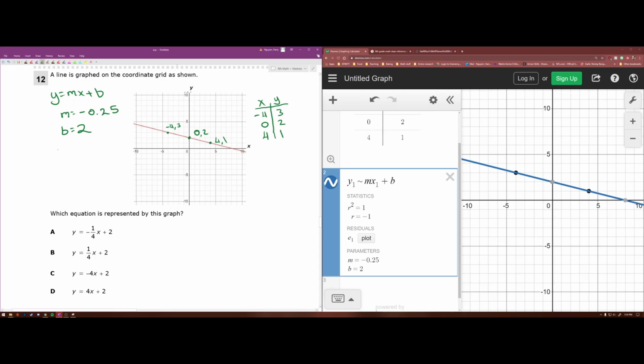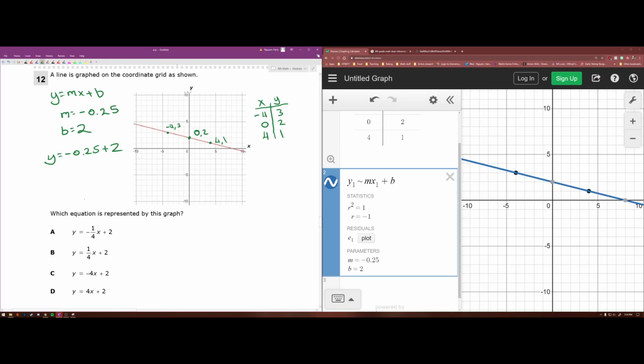I'm going to rewrite my equation now. So it's going to be y equals negative 0.25x plus 2. Well, now let's look at our answer choices. Y equals negative 1/4 x plus 2. No. Y equals 1/4 x plus 2. No. Negative 4x plus 2. 4x plus... All of ours don't make sense. All of our m is wrong. Our slope is wrong. But then I see, oh, this is a decimal.